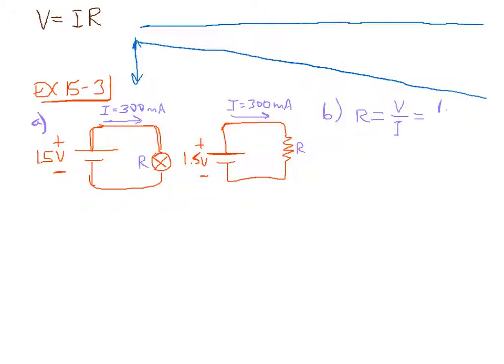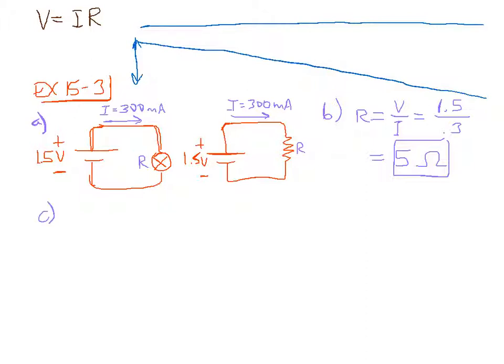The voltage was 1.5. The current, which is 300 milliamps, you've got to convert that into standard units of just amps. 300 milliamps is just 0.3 amps. So 1.5 divided by 0.3 is equal to 5, and resistance is measured in ohms. So that's all it is for part B, 5 ohms.